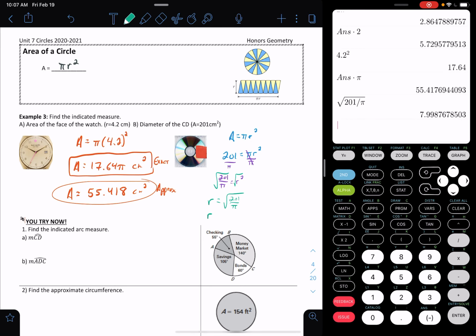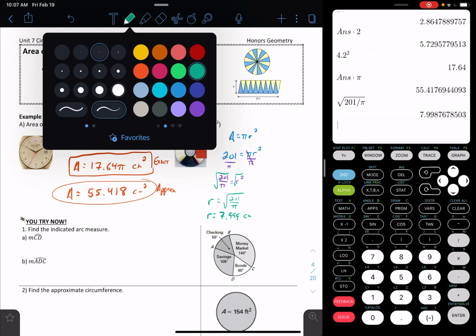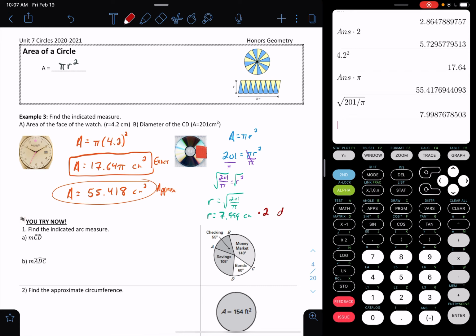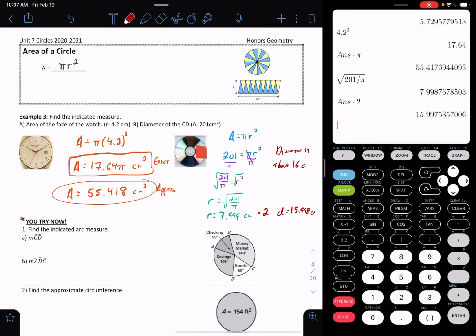The radius is going to be 7.999. I round that to the nearest thousandth, so 7.999 centimeters, which means if I multiply this by 2, my diameter is going to be 15.998 centimeters. So the diameter is about 16 centimeters.